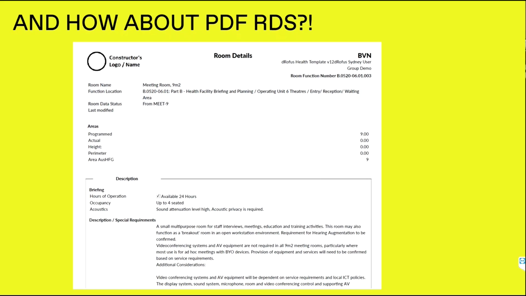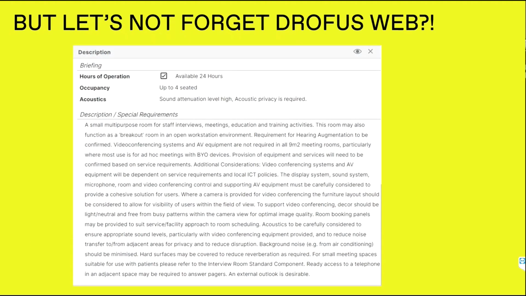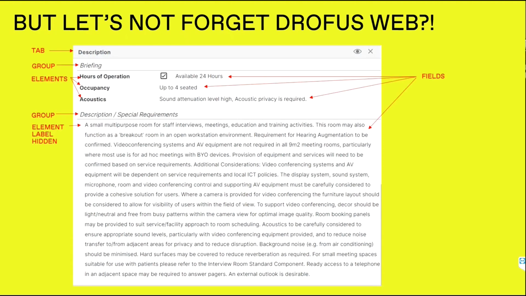And then what about PDF RDS? The same things. You get your tab, your groups, your elements, your fields. And let's not forget the dRofus web. Same thing. You've got your tab, your group, your elements, and your fields. So whenever you're building or looking at this GUI, you've got to think, well, how is it going to spit out in all the different forms of dRofus? And that can take a little bit of experimentation.